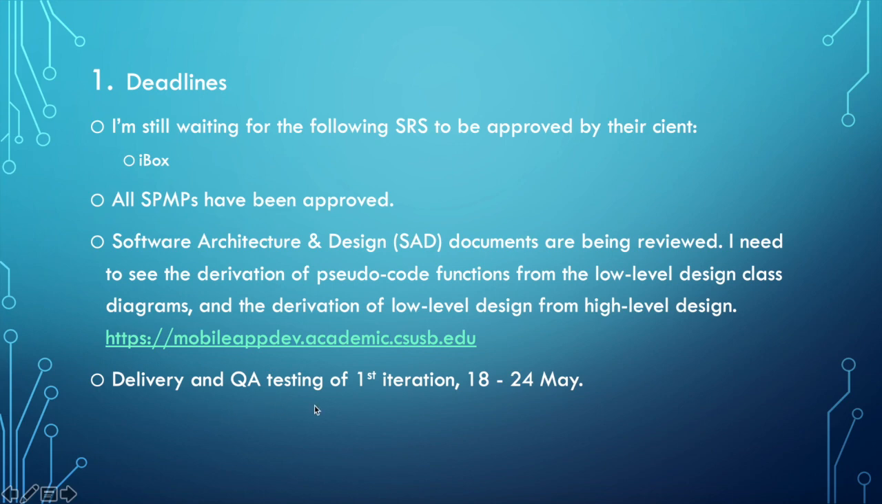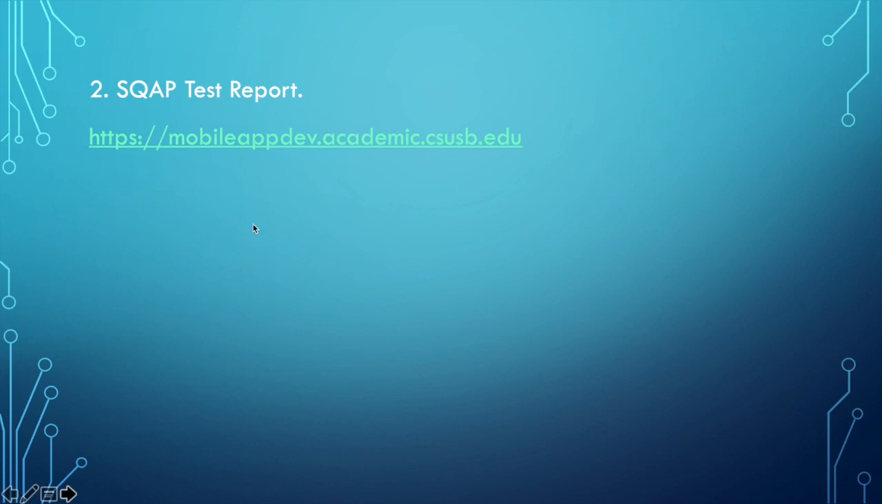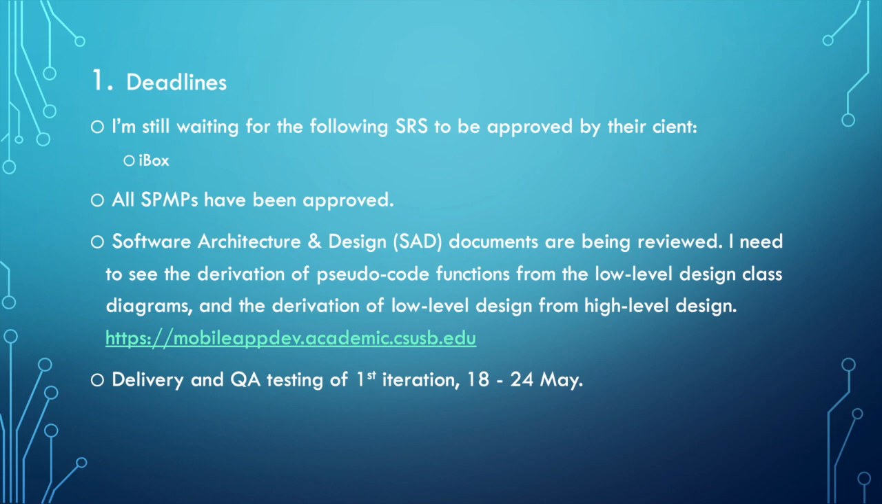Okay? All right. So the delivery and QA testing of the first iteration of prototype number one, you have this whole week to do that, 18th up to the 24th of May. Okay? So, let me show you the test report. So far, the QA teams are putting together a test report that they will use to test your software.